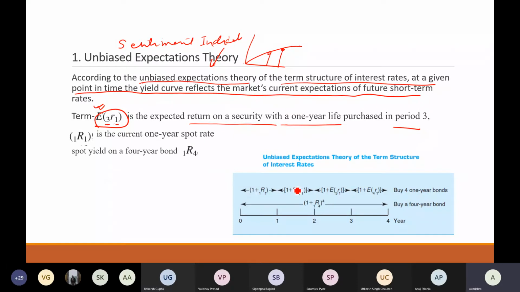So what we are saying, basically, E3R1 is how much return you expect for this year. So basically this portion, the expected return, we are calling E3R1. Same way, when you are standing here, we are calculating the expected return in this year. So this we will write as E2R1, expectation in the second year, for 1 year maturity. It means for this year, what is the expected return.